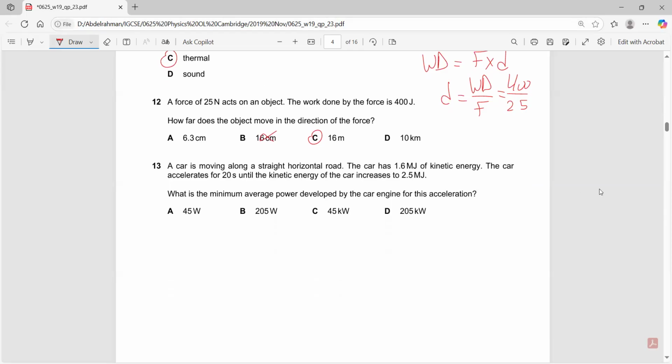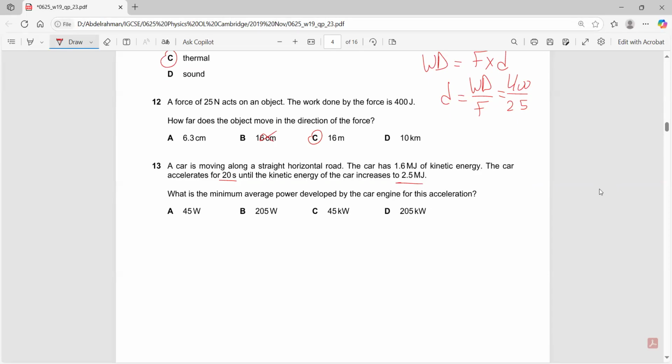Okay. A car is moving along a straight horizontal road. The car has 1.6 MJ. What is MJ? Megajoules. The car accelerates for 20 seconds until the kinetic energy is 2.5 megajoules. What is the minimum average power developed by the car?